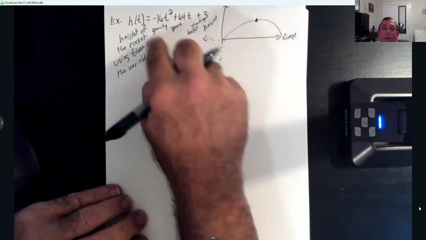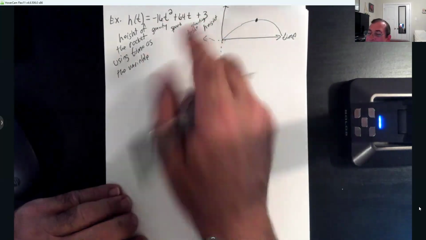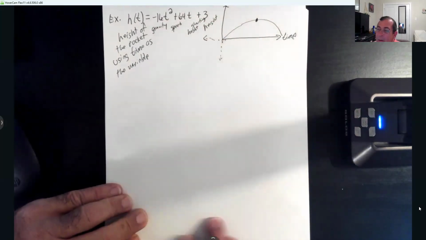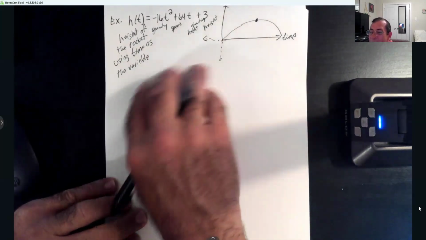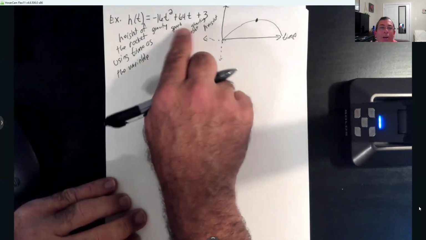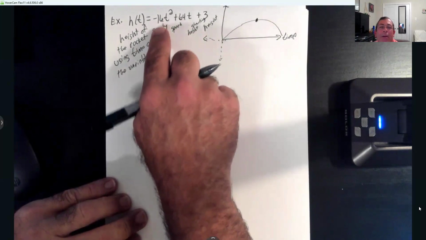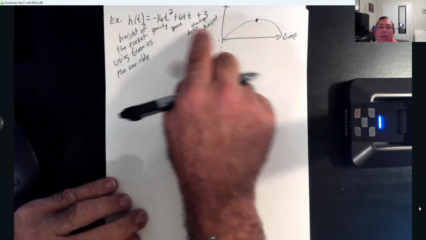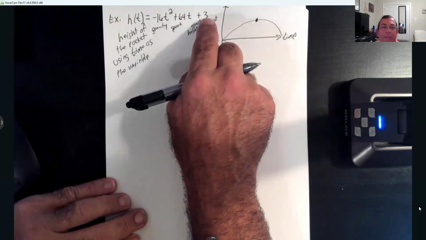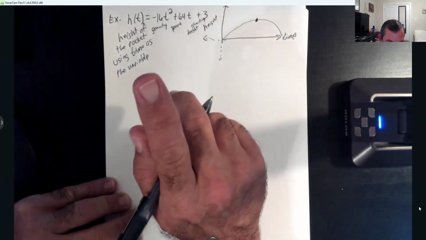And y'all, you don't have to know all that. I just like to show y'all what the stuff means in the formula. If you ever have a physics class or something like that, that's where these are coming from. So the negative gravity wants to pull it down, the speed wants to push it up, and it's starting at 3 feet.